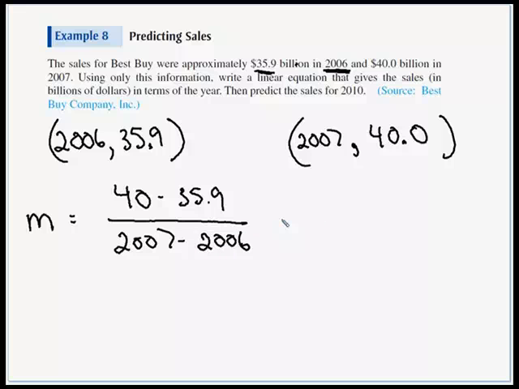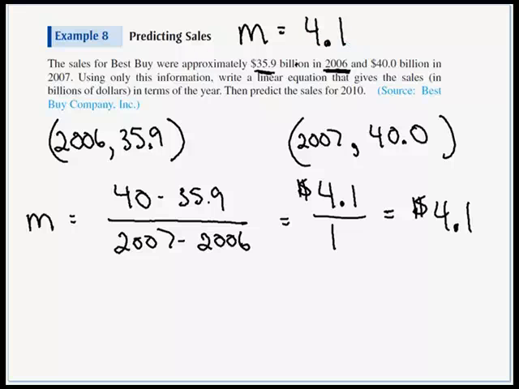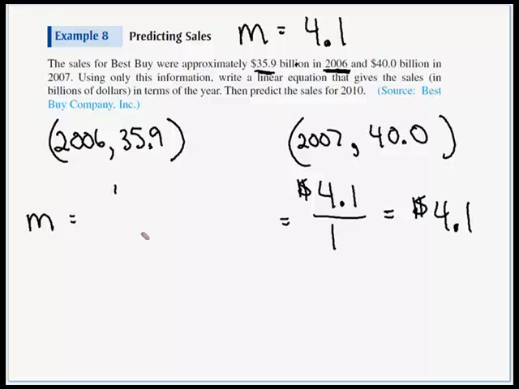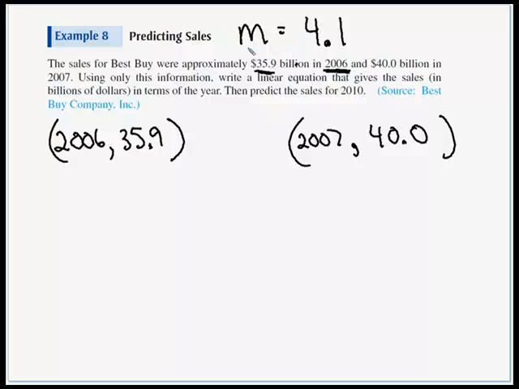So we subtract our numerator and we get $4.1 billion divided by, the difference down here is 1. So our slope, our m, is positive 4.1 billion. Okay, so our m is equal to 4.1. So now we need to write a linear equation. Do we have everything we need? Yes. We have the slope, and we need at least 1 point.